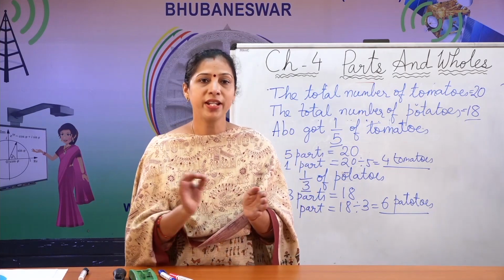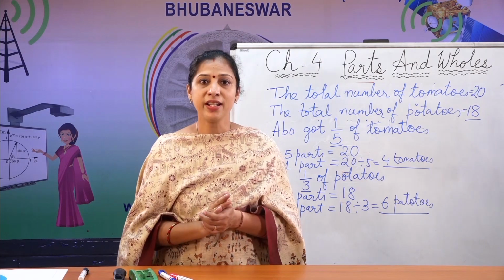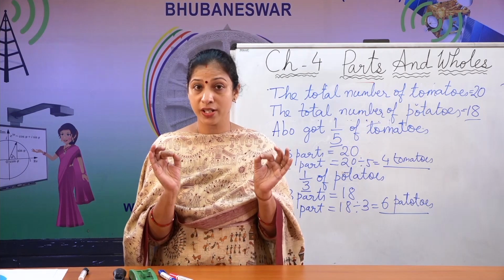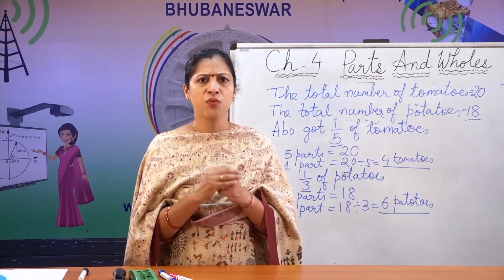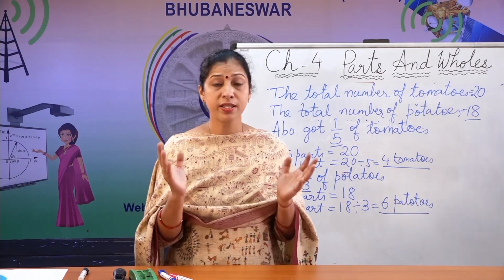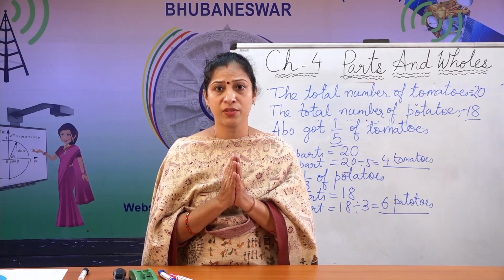So after he finishes coloring, he will keep back that chit. Then the next player picks it up and sees what fraction is written. If it is written 1 by 6, how will you do it? Now you have divided the circle into 12 parts. So how will you find out 1 by 6 part out of it?